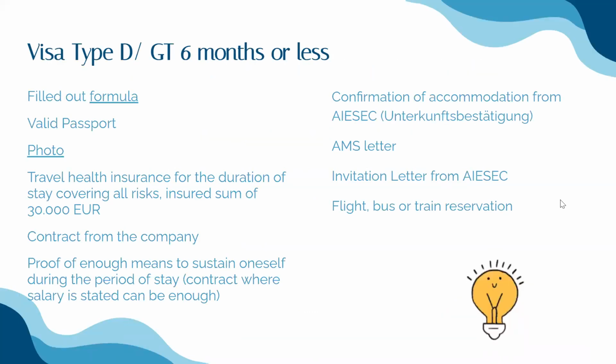So, what are the necessary documents? As well, here you would need to communicate them to the EP. A filled out formula, which I again linked, a valid passport, again a photo with the same measurements, travel health insurance, the same as in the previous visa, contract from the company, proof of enough means to sustain oneself. Here, usually, it is enough to send in the contract, which states the salary, confirmation of accommodation from ISEC, so the Unterkunftsbestätigung, the IMS letter, the invitation letter from ISEC, and flight, bus, or train reservations.